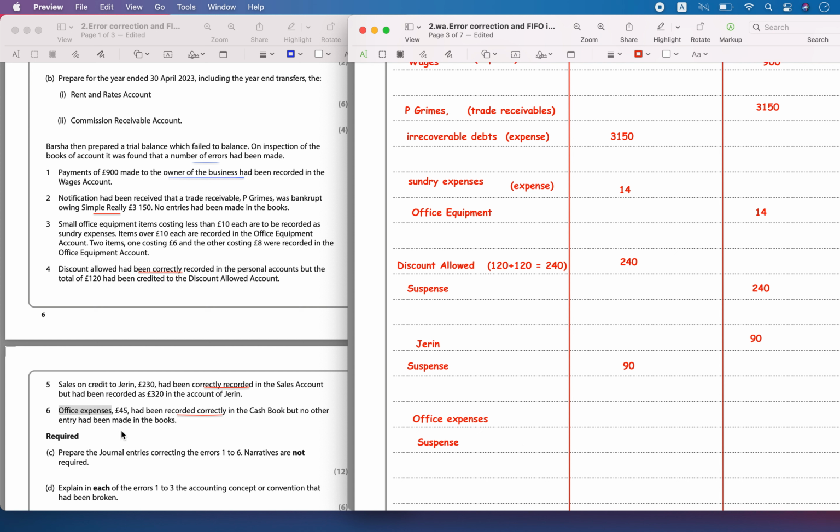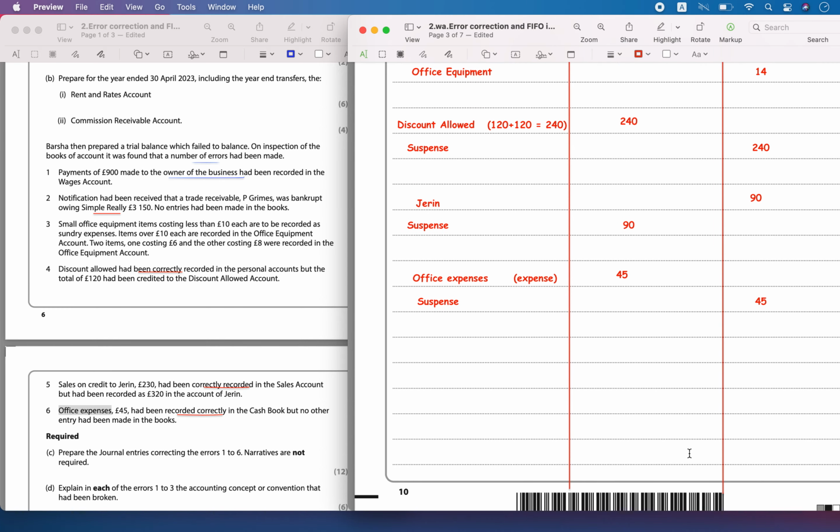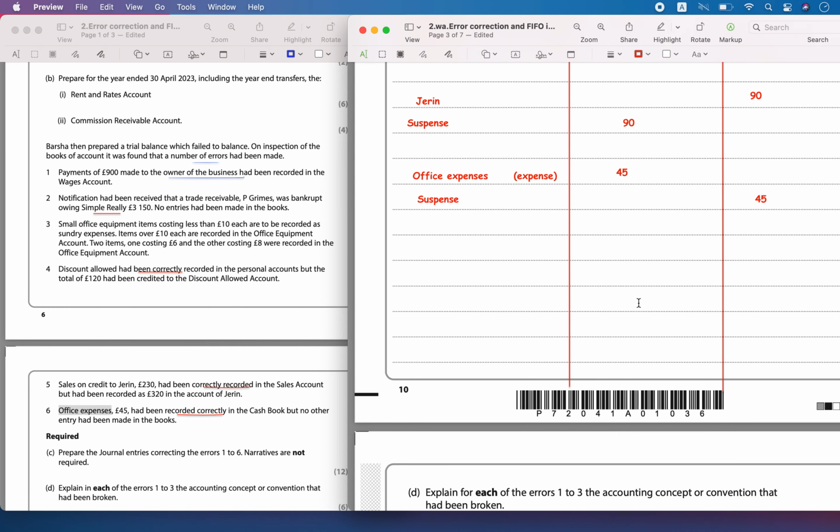It was correctly recorded in the cash book. So the office expense is an expense account, so you include it. So 45 pounds exactly here, and this I'm going to transfer to the suspense account. Okay, so these are the journal entries correcting those errors.